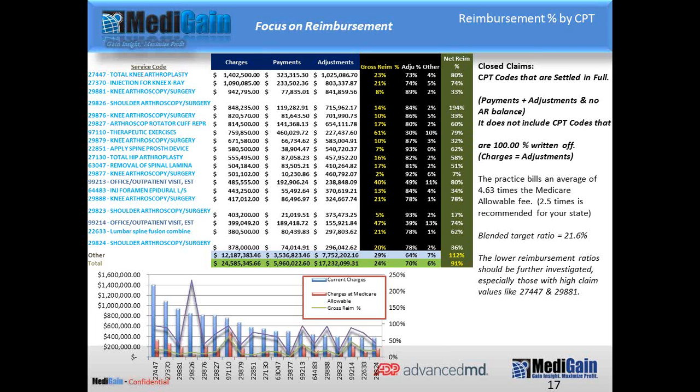Pick another subset of your own claims, a typical procedure that's very similar to another procedure. You can look at this by provider as well and see who's getting more money in for their claims than the other. But it's a great exercise once a month. Look at these relative to another very similar claim. Check out the highs and the lows. Those are the ones you need to pay attention to.